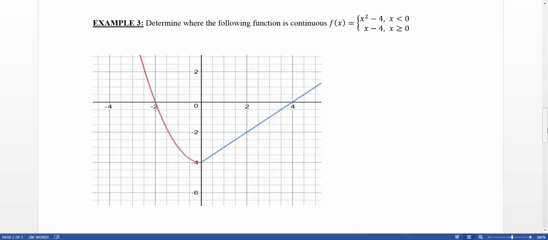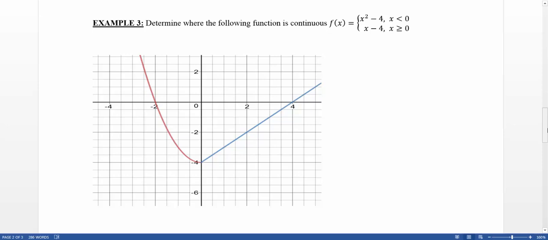Example 3. So let's take a look at a piecewise function. We want to determine where the following function is continuous. So we have x squared minus 4 if x is less than 0, and x minus 4 if x is greater than or equal to 0. So when we think about these functions, x squared minus 4 and x minus 4, there's not a whole lot of concern. We don't have anywhere that we're worried about plugging in any values. We don't have any denominators that might equal 0. We don't have any square roots here that might end up with something negative underneath. So we're not so worried about jumps and holes and bumps.